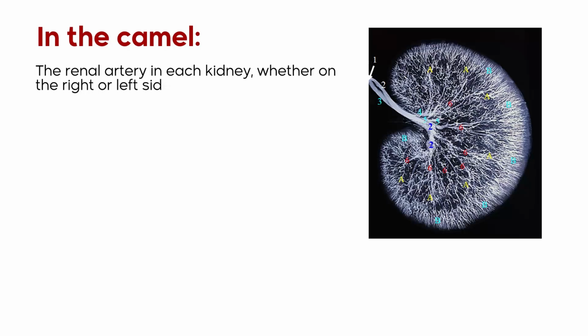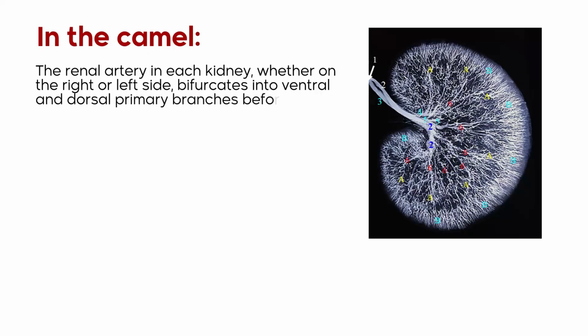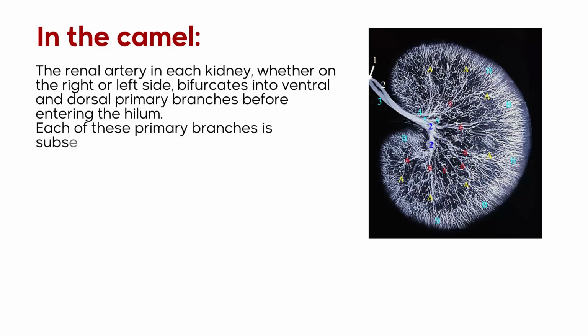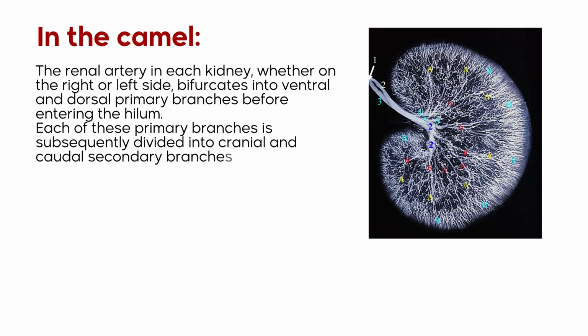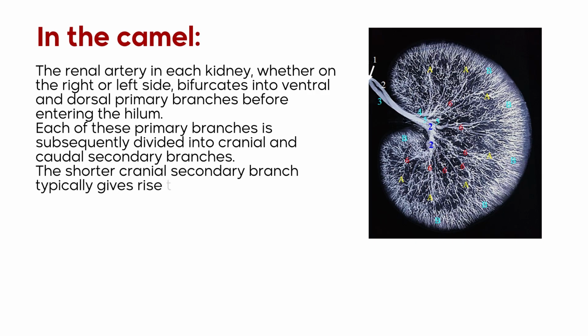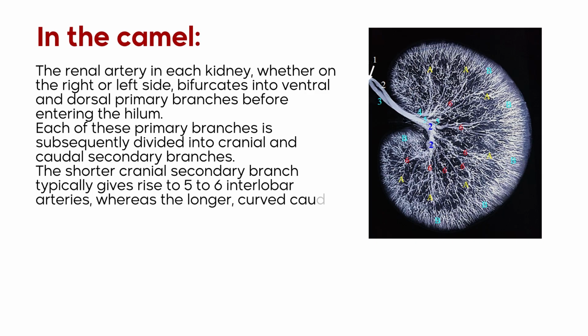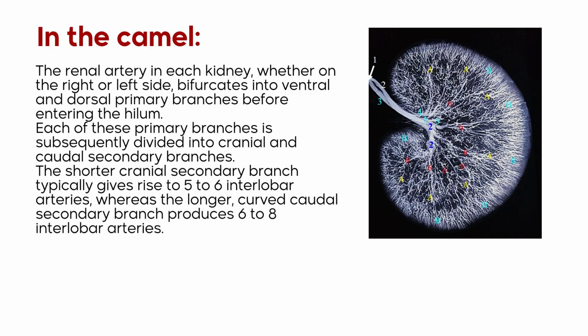In the camel, the renal artery in each kidney, whether on the right or left side, bifurcates into ventral and dorsal primary branches before entering the hilum. Each of these primary branches is subsequently divided into cranial and caudal secondary branches. The shorter cranial secondary branch typically gives rise to 5 to 6 interlobar arteries, whereas the longer, curved caudal secondary branch produces 6 to 8 interlobar arteries.